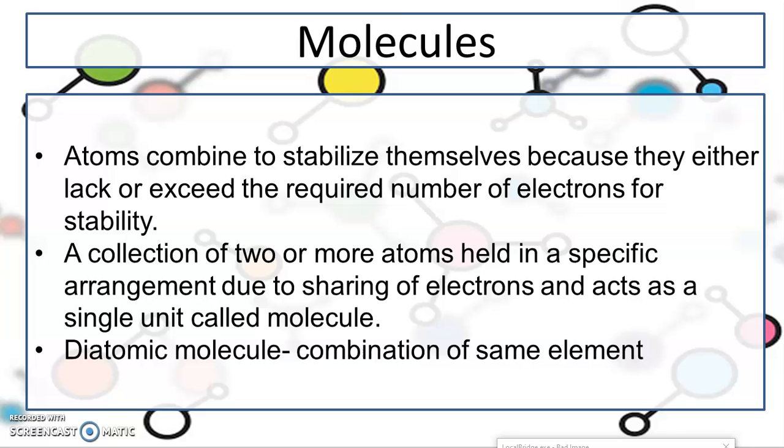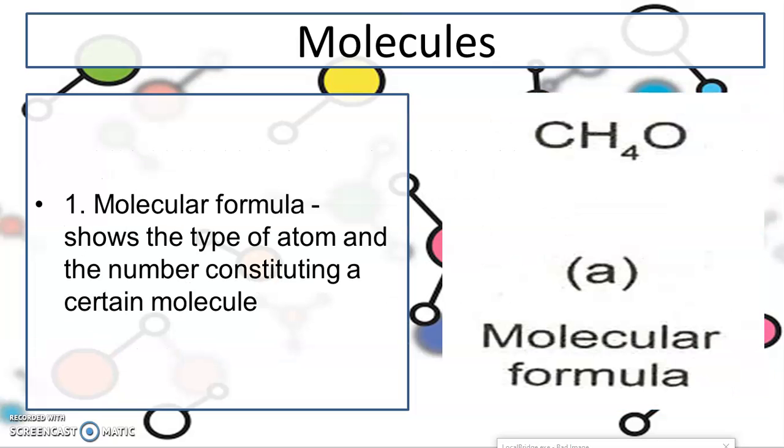Atoms combine with each other because they either lack or exceed the required number of electrons for stability. A collection of 2 or more atoms held in a specific arrangement due to sharing of electrons and acting as a single unit is called a molecule. An atomic molecule is a combination of the same element.